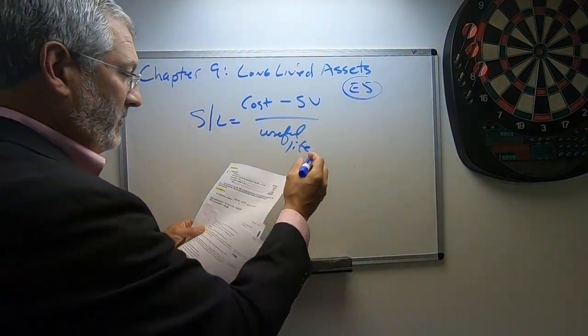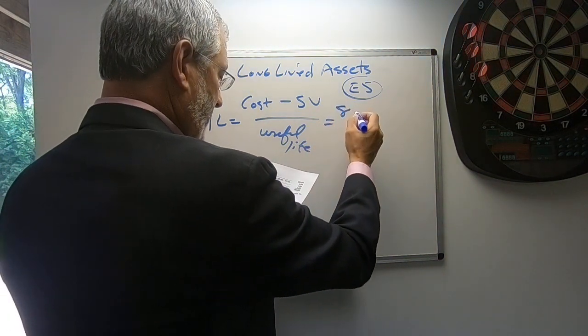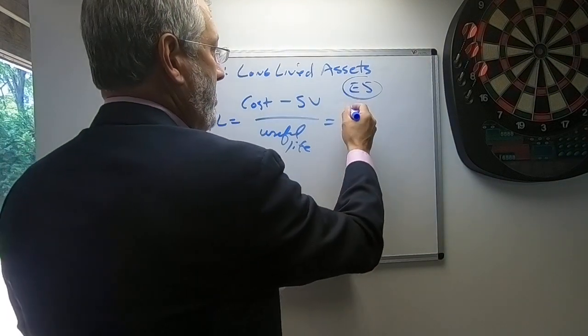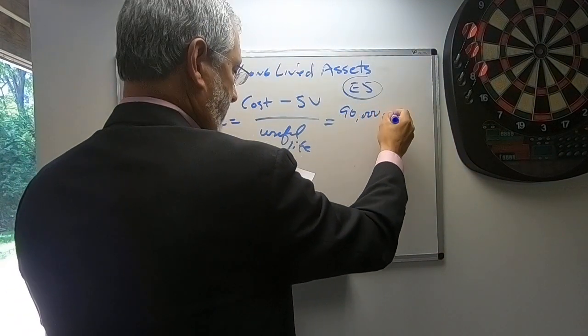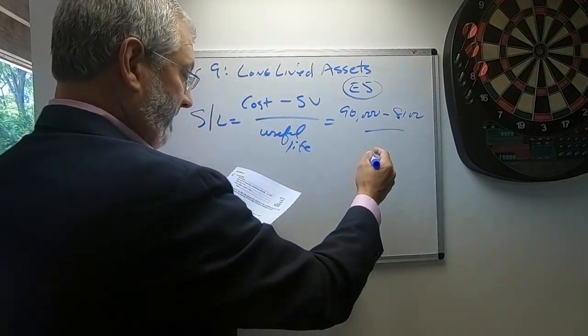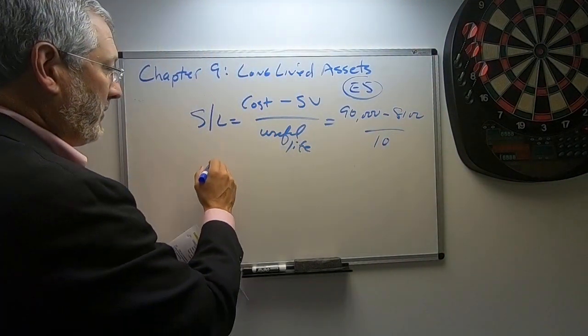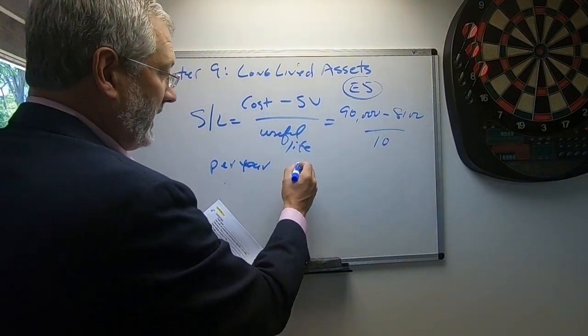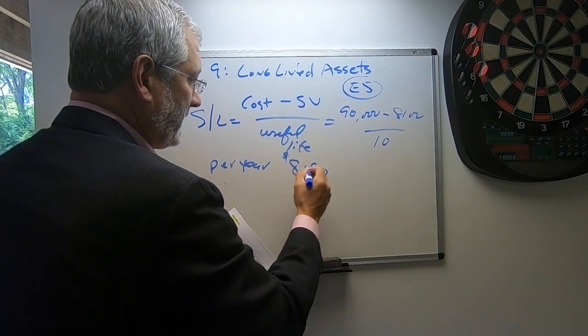So in our case, we're looking at $90,000 cost minus $8,100 salvage value. It's a 10-year life. So per year, it's going to be $8,190.